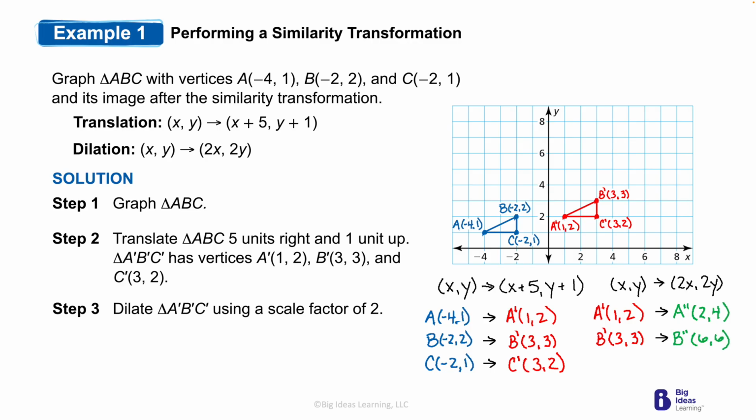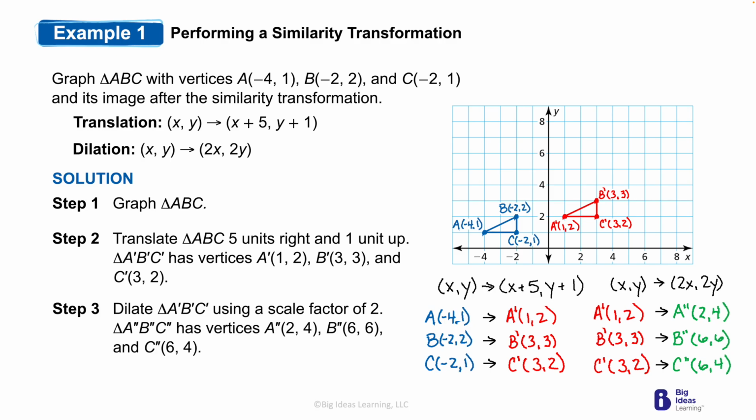B double prime would be at 6, 6. Not 6, 7, 6, 6. And C prime would be at 6, 4, which is a nice normal height that most adults should be at because we're not large, we're just normal sized. So now if we graph that one, there is A double prime. And if you look at it, it's proportional. The side BC on the original triangle is 1 unit tall, right? Well, the B double prime, C double prime is 2 units tall, which is twice the size, proportional.